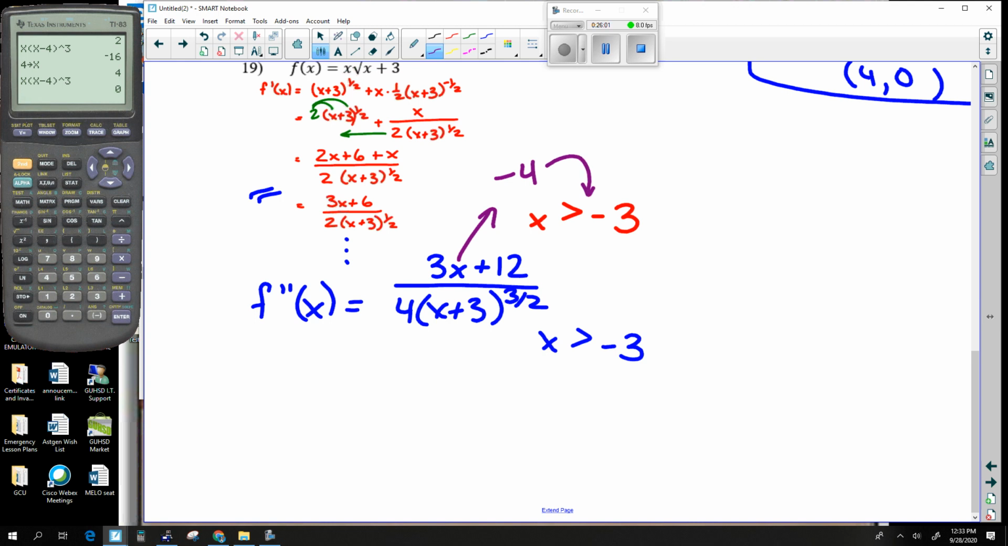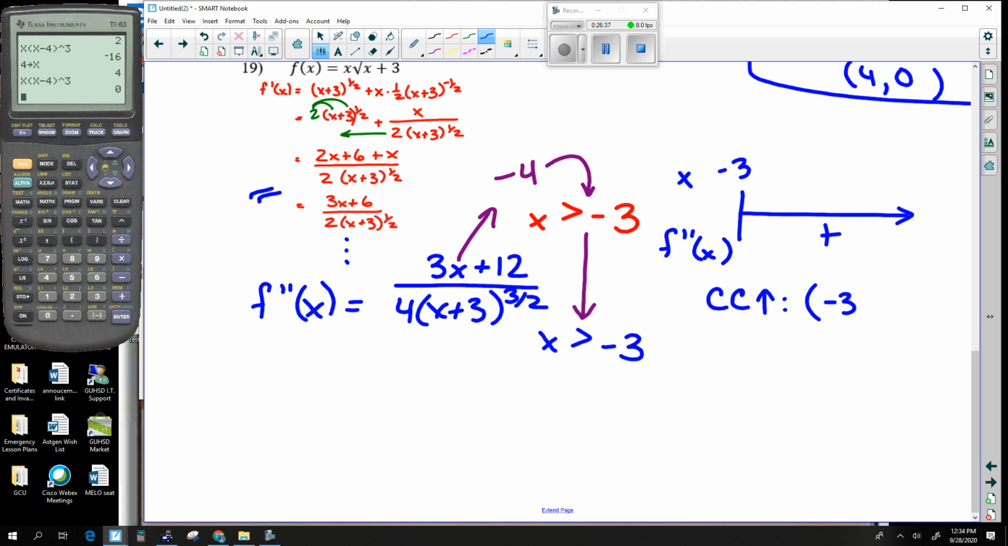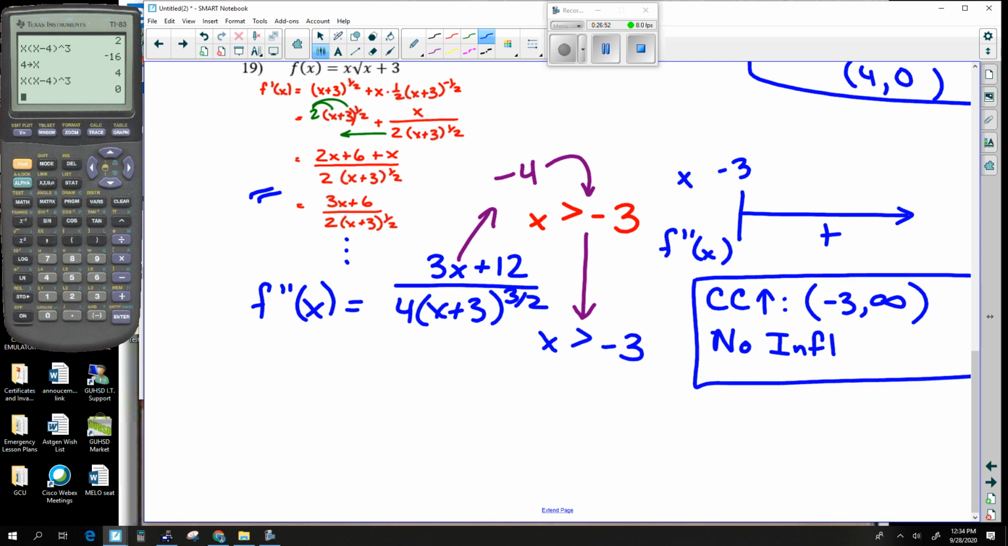But you notice how that's in direct confrontation with the domain. So that -4 doesn't matter. It doesn't exist. And so when I do this second derivative test, the beginning of the world begins at -3. So -4 doesn't even come into play. And so chucking in pretty much any number, this is going to be positive. And so this is going to be concave up from -3 to infinity, and no inflection points. Concavity doesn't change. It's never equal to 0.